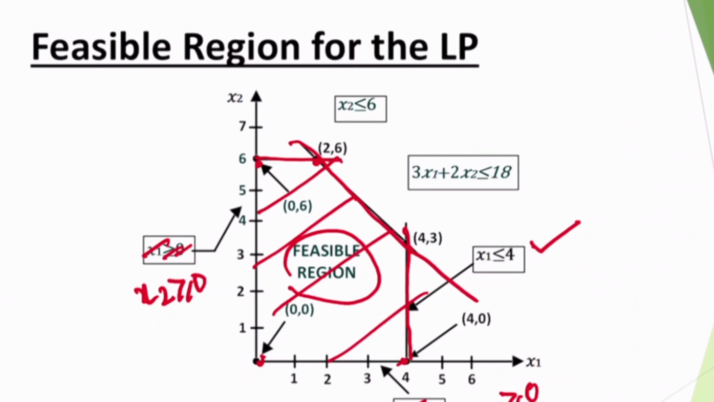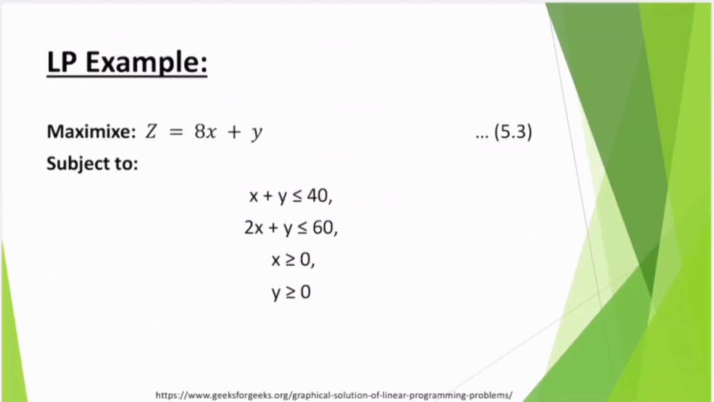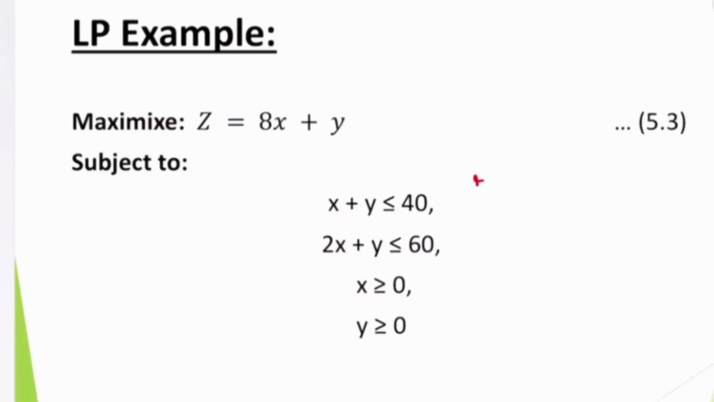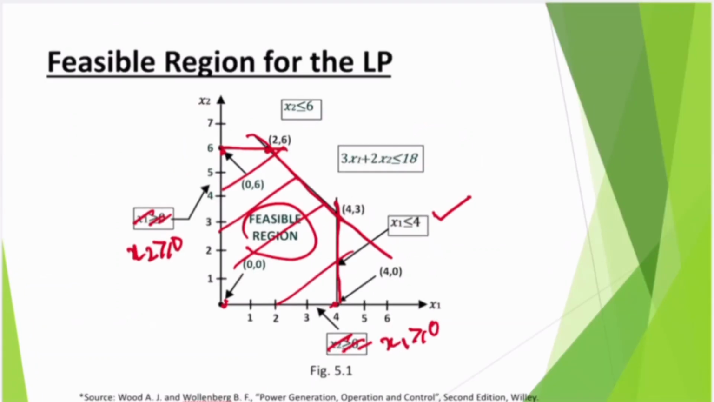Now we can also solve a few more examples, like maximize another function, z equal to x plus y. x is a variable, y is a variable, similar to x1 and x2, and you can have multiple constraints. When you have multiple constraints like x plus y less than or equal to 40, 2x plus y less than or equal to 60, with x positive and y positive, you have to draw the different lines similar to the previous diagram, so you can get the feasible region within which the optimization is being carried out.